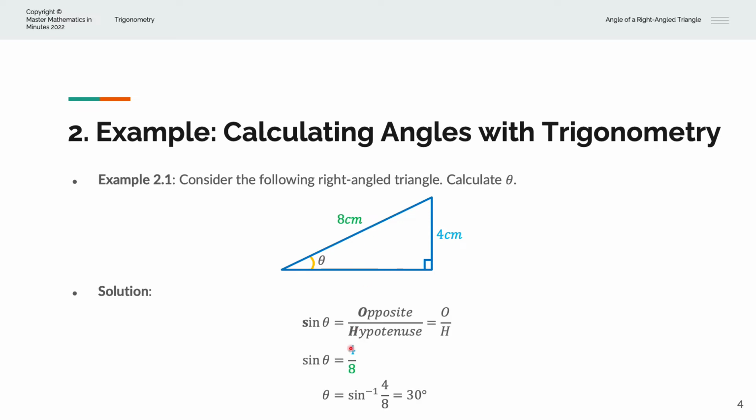So the sine of theta is equal to the opposite side over the hypotenuse, or O over h. So sine of theta is equal to 4, which is the opposite side, divided by 8, which is the hypotenuse. And theta is equal to the inverse sine function of 4 over 8, and that is equal to 30 degrees.